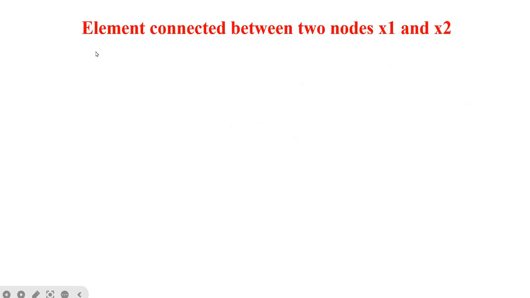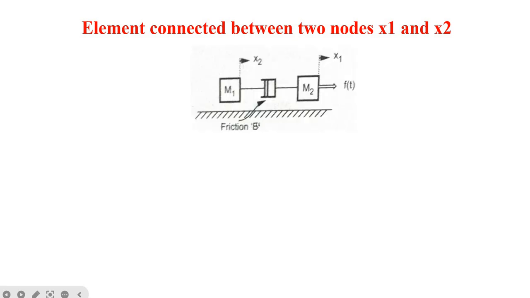Now the second case is when the element is connected between the two nodes, that is x1 and x2, that is between the two moving surfaces. Suppose we have this figure here. It indicates that there is a friction here, and it is being shown by using a dashpot. There are two masses m1 and m2, and the force is applied on m2, that is F of t, because of which there will be a displacement x1.